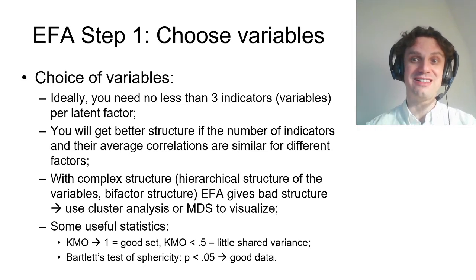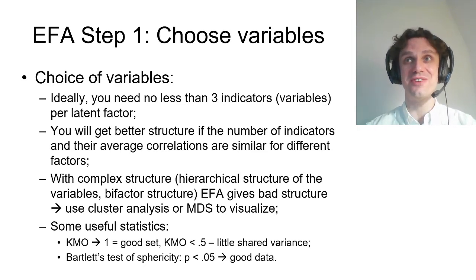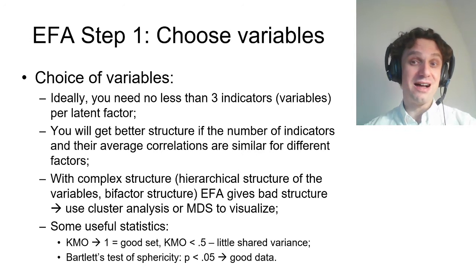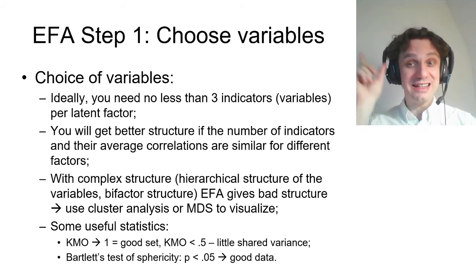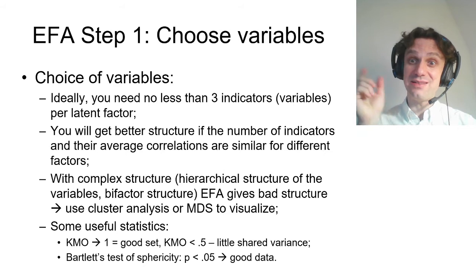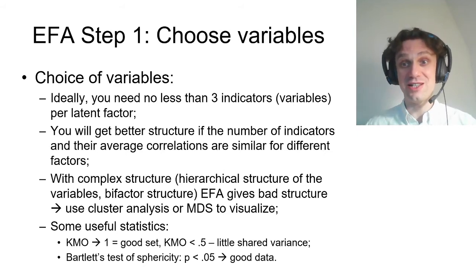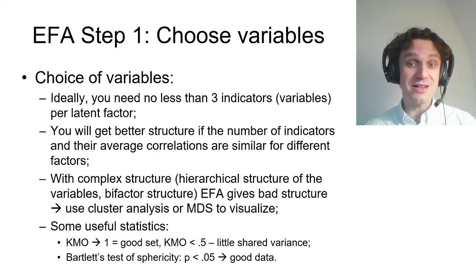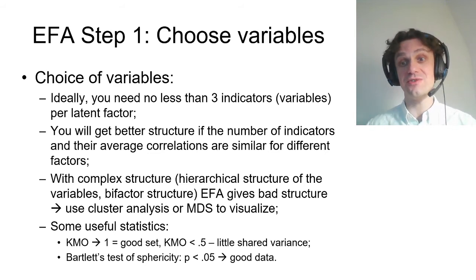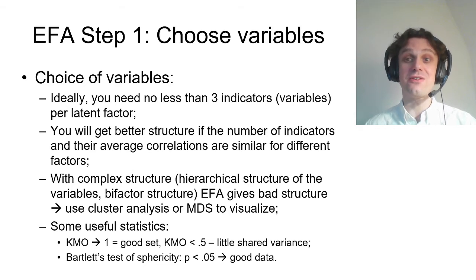The first choice that we inevitably make is the choice of variables. How do we choose variables for factor analysis? Well, first of all, if you want to factor analyze something, you need to plan ahead. What kind of latent dimensions do you expect, and how many variables do you have for each of these latent dimensions? The minimum requirement for exploratory factor analysis is to have 3 variables or 3 indicators, as we say, per factor. So at least 3 questions if you want to measure some construct.